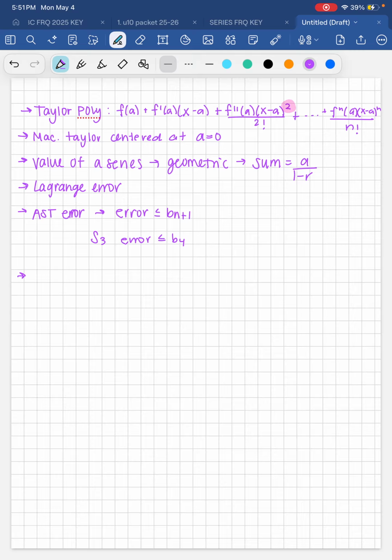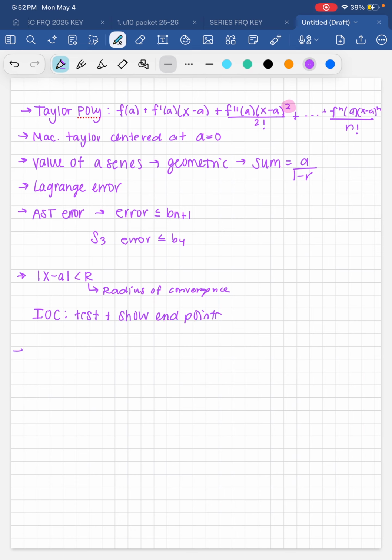What else? If we find the absolute value of x minus a less than r, that's the radius of convergence. You must always test endpoints to find the interval of convergence. You must test and show the work for the endpoints.